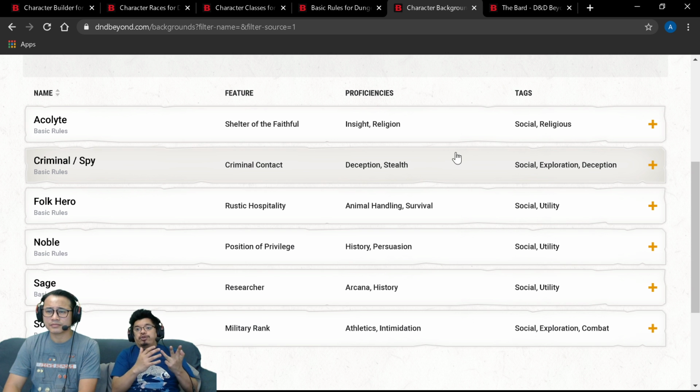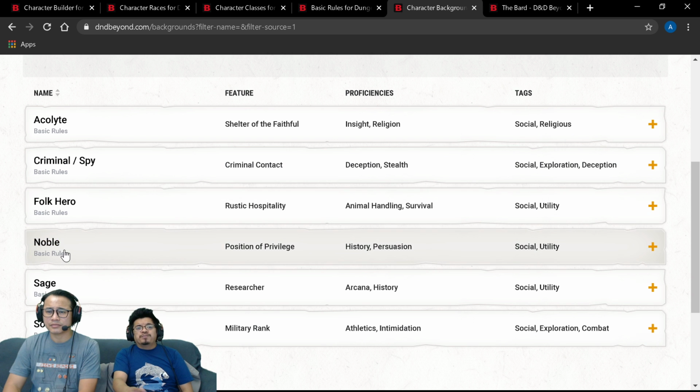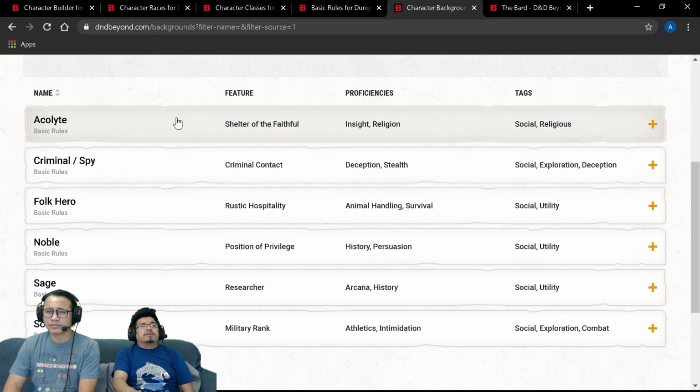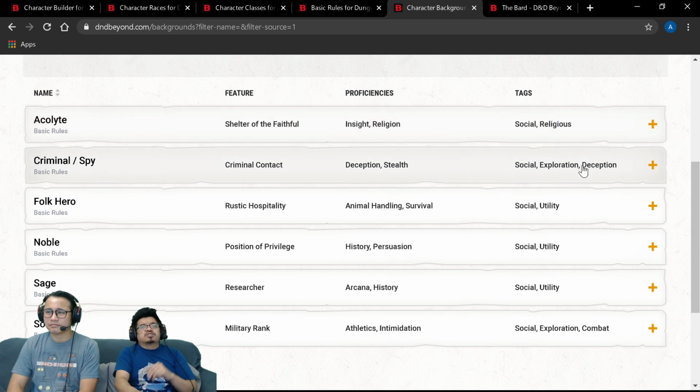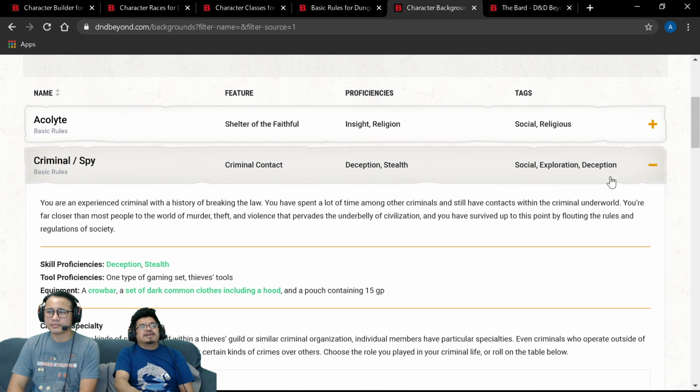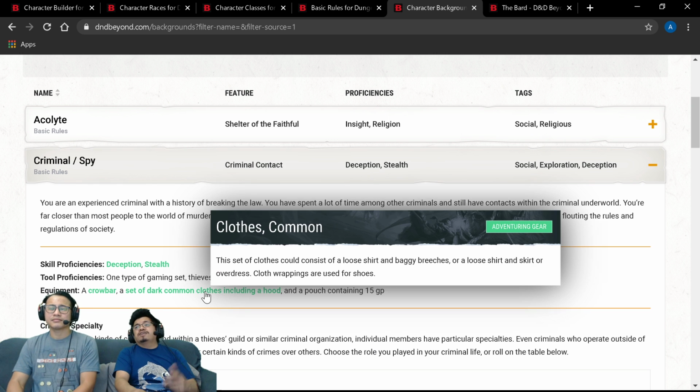And we have 3. We could either be a noble, we could be a criminal or spy, or we could be an acolyte. The nice thing is, all these things tell us what we get. Here, we get languages. I love languages as a bard. We get some holy symbol. I'm not about that. So I'm just gonna move that along. Or we could be a criminal or spy. We get a type of game and thieves' tools if we want to steal.